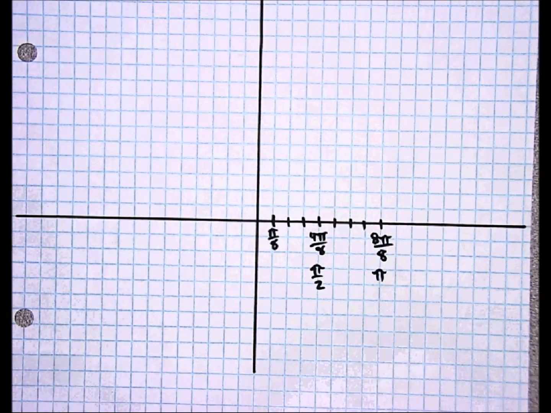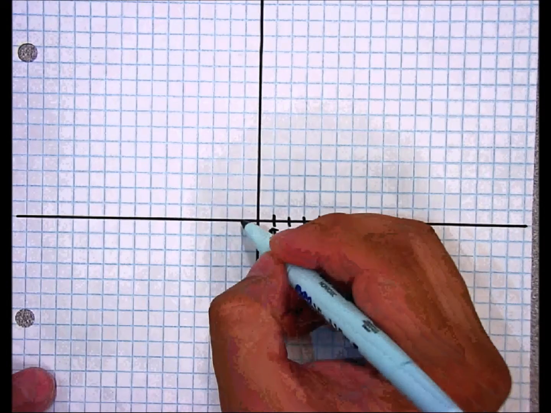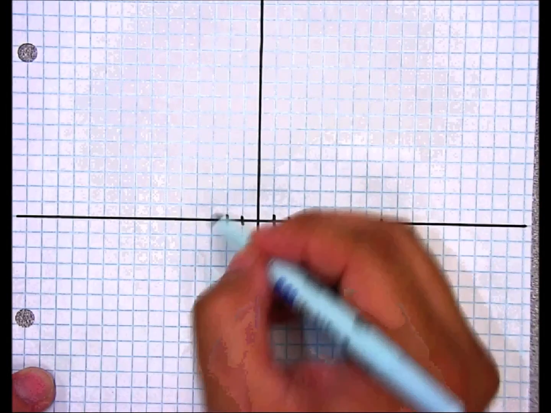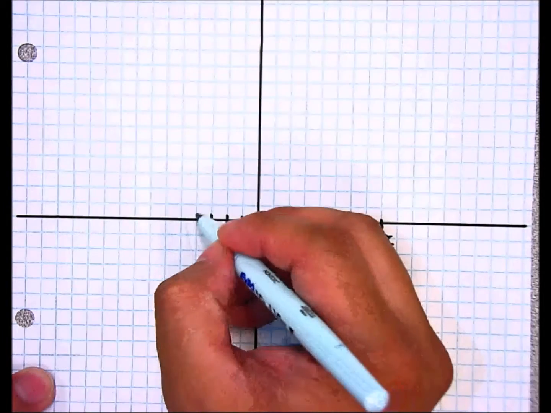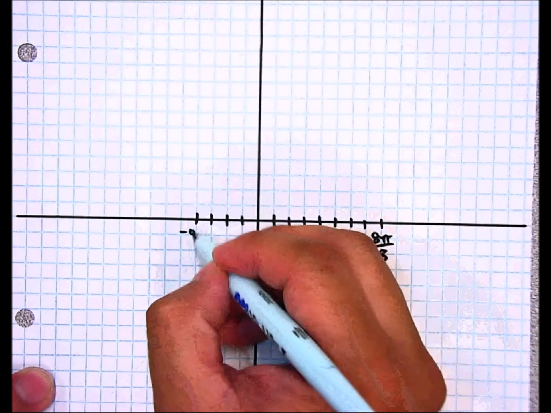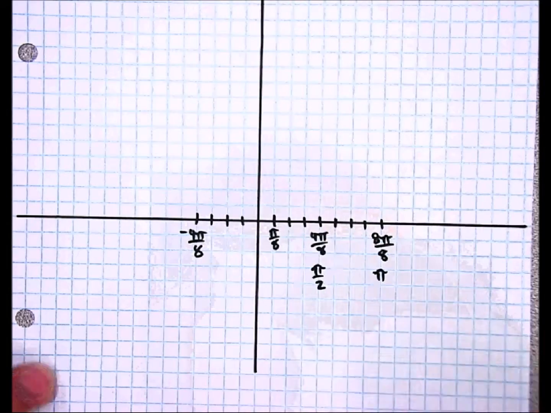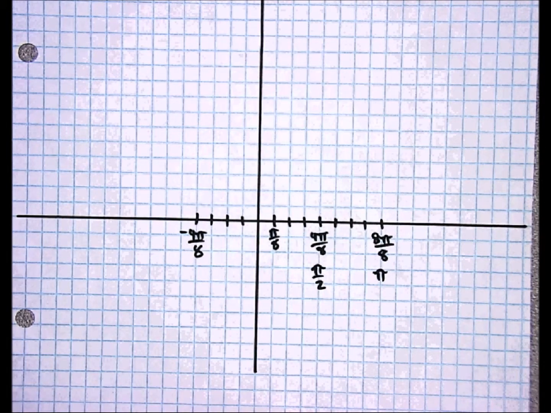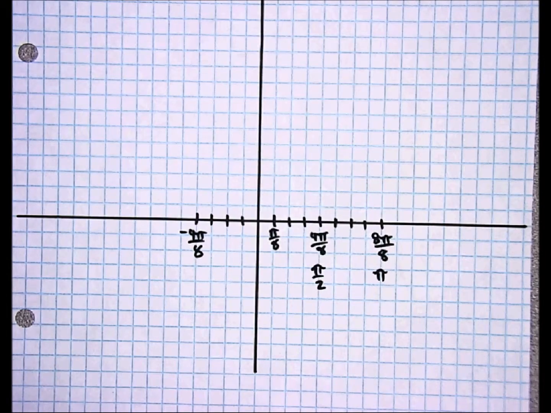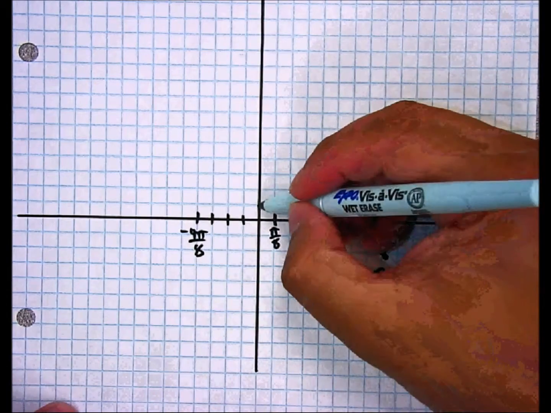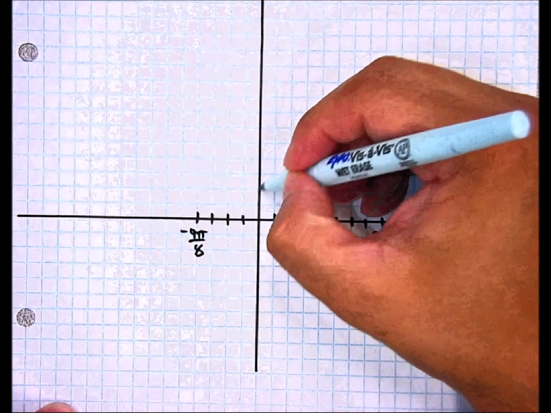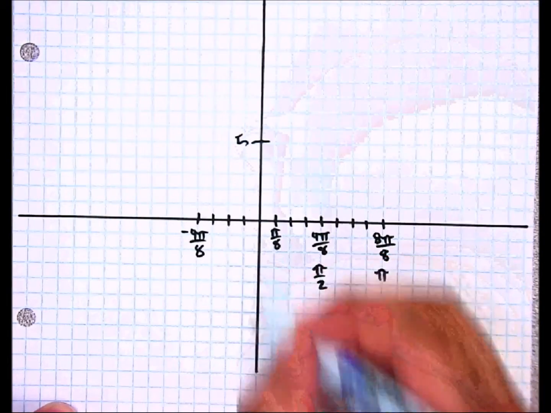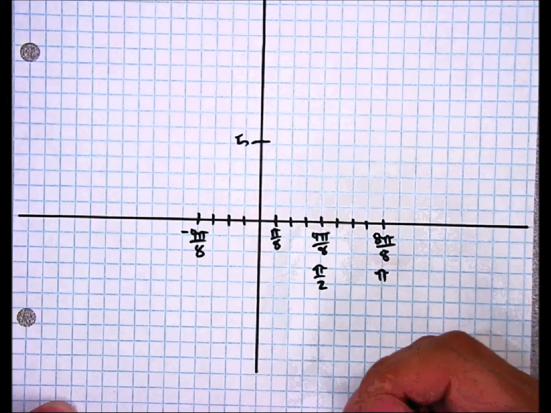I know I have to go the opposite direction too, so I'm going to do a few of these on the left. That's negative pi over 8, this is negative 2 pi over 8, negative 3 pi over 8, and negative 4 pi over 8. The y-axis is pretty small, so I'm just going to count by ones. 2, 3, 4, and 5. I'm not even going to bother with the bottom because I know it's not going to go down there.